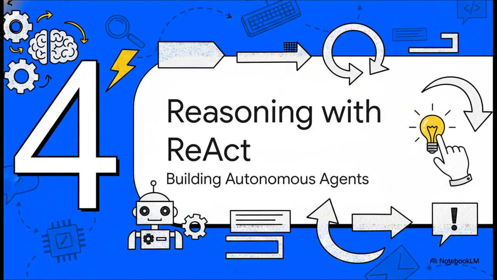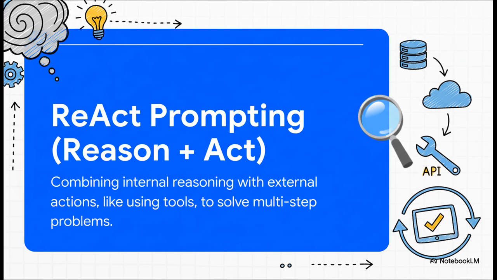All right, we've taught our AI to think. Now for the really fun part. Let's teach it to act. This is where we get to the cutting edge, where we can use a framework called ReAct to start building autonomous agents. ReAct stands for reason and act.